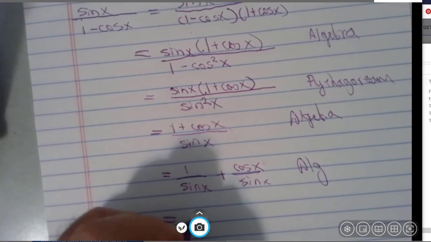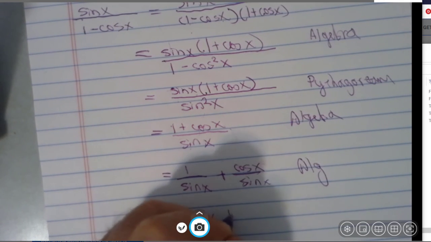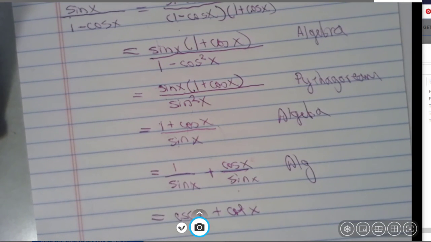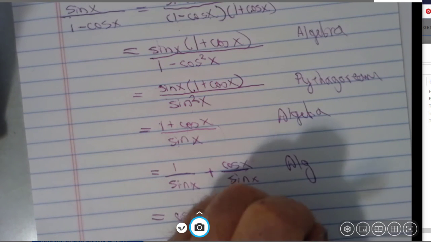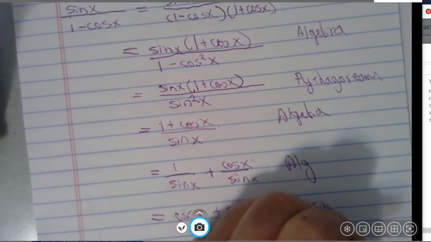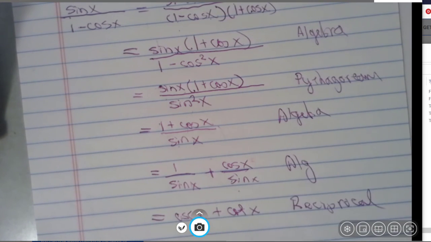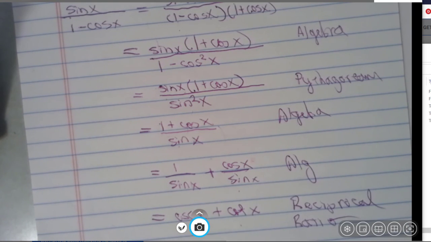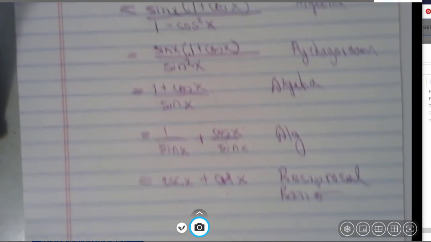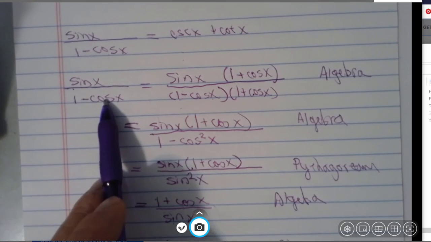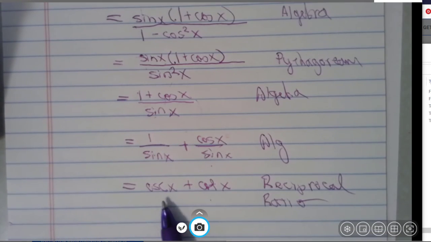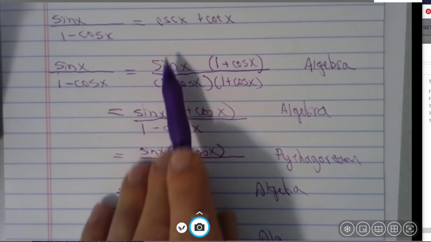And finally, 1 over sine of x is cosecant x, and cosine of x over sine of x is cotangent x. And, oh, actually, I've got two steps there. The first one, what I used was the reciprocal identity. And on the second one, I used the ratio identity. Okay, that is it. We've got a full proof. So we start with sine x over 1 minus cosine of x, and we transform it step by step into cosecant x plus cotangent x, and there it is.